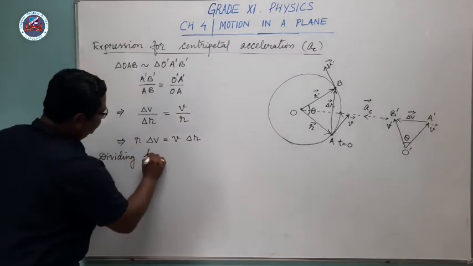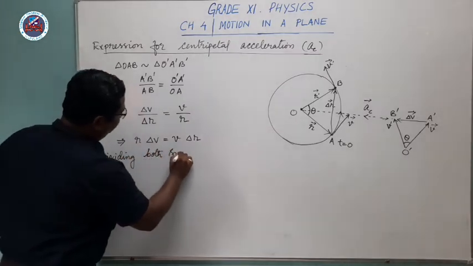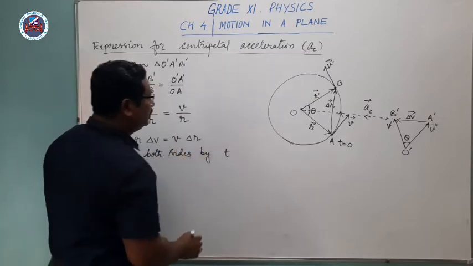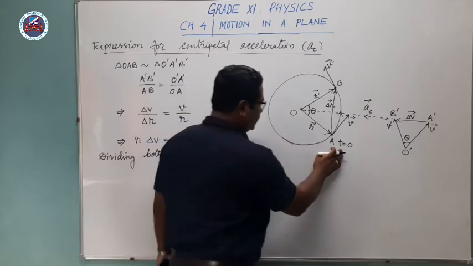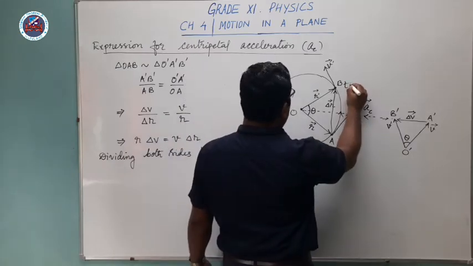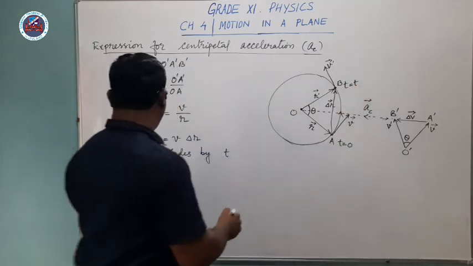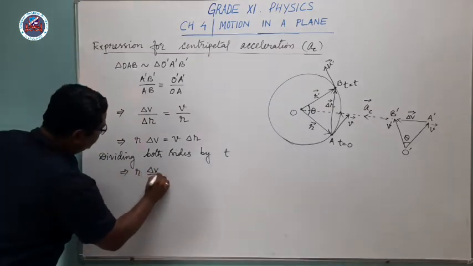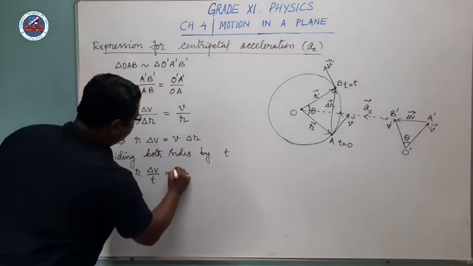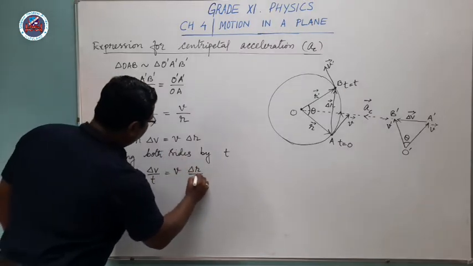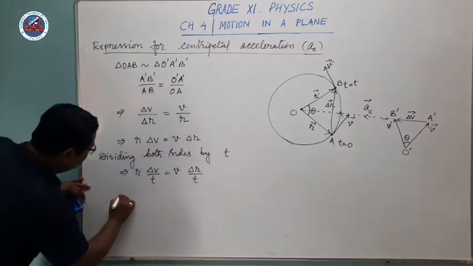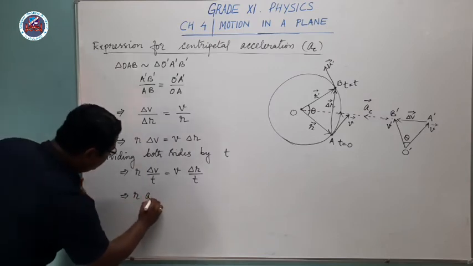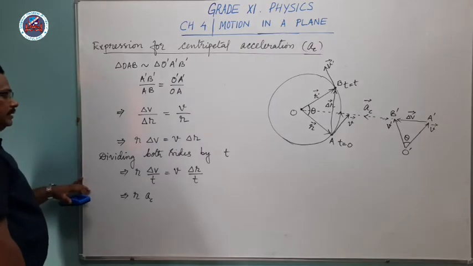both sides by time t, initial starting time we took it as t equal to 0, final time let it be t. Then you get like this, R delta V by t is equal to v delta r by t. And you know that change in velocity with respect to time is your acceleration. This will give you your centripetal acceleration.